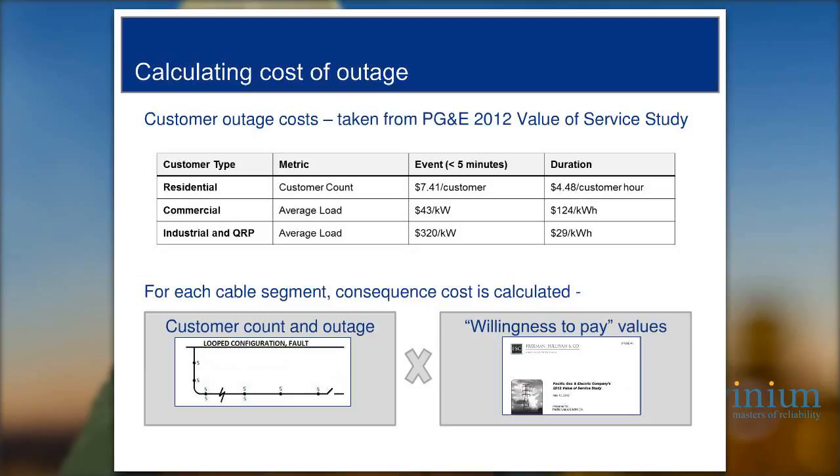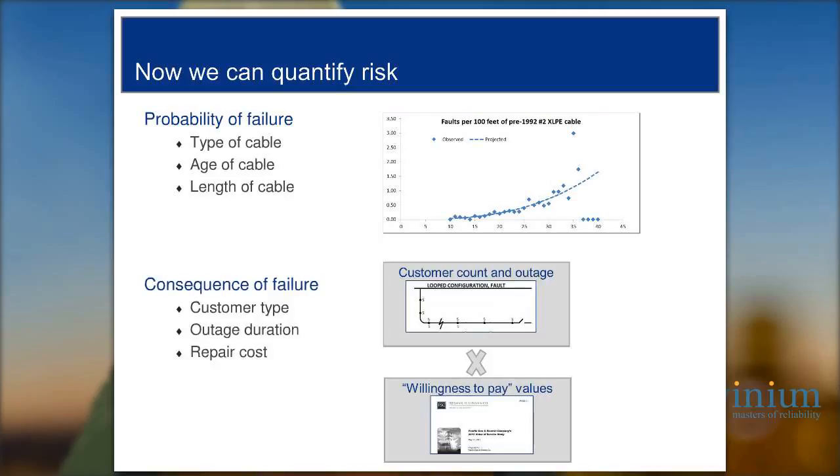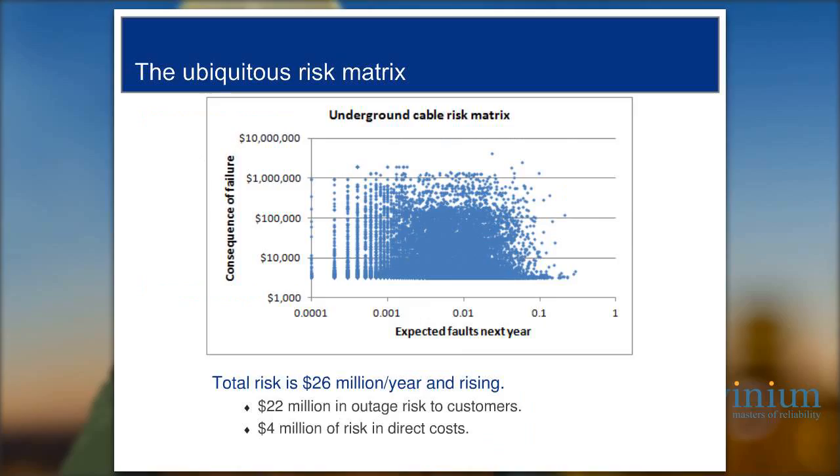And then we multiply that by the number of customers and the duration that we expect them to be out for failure of any particular cable segment that we might be interested in. And for each cable, we know how likely it is to fail if we know how long it is and how old it is. And we know the customer effects because we know which customers are served by each cable. And so that means we can calculate a risk matrix.